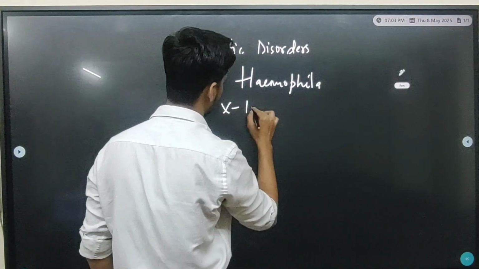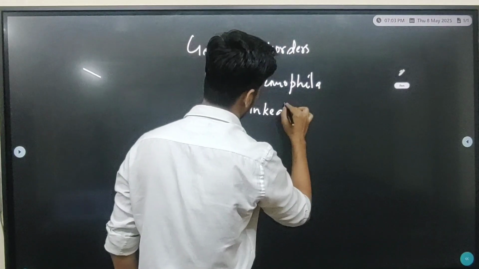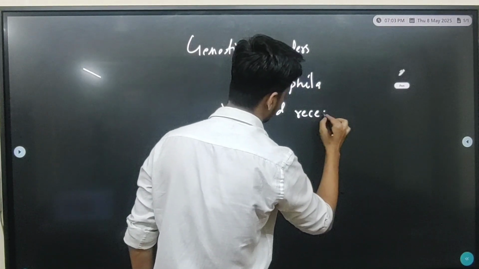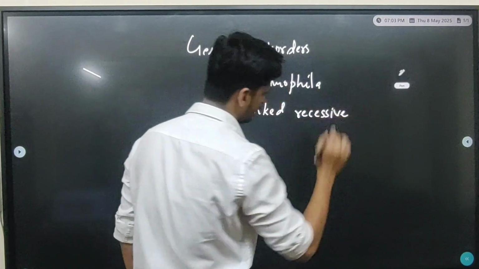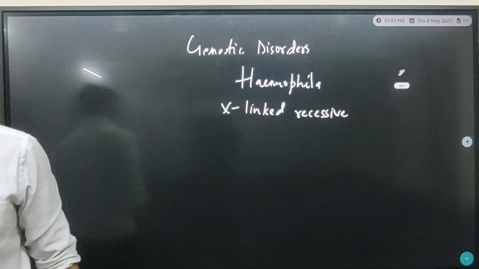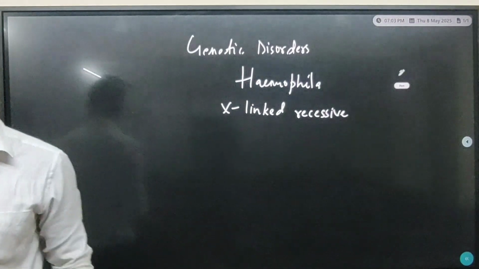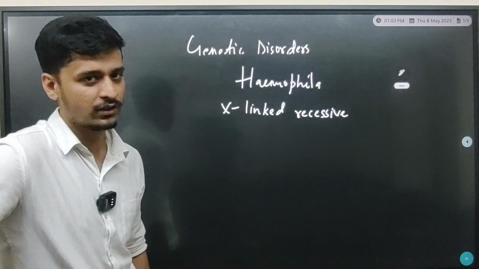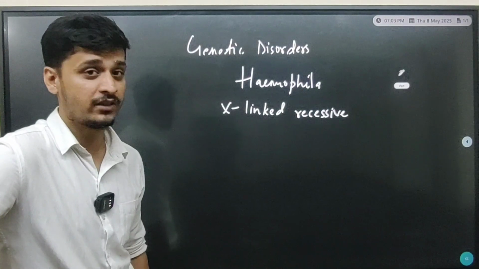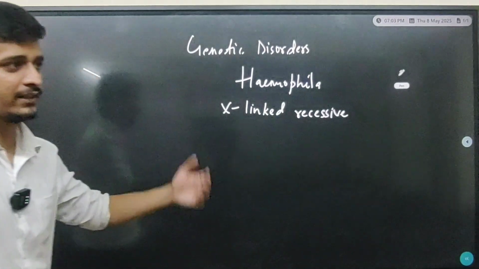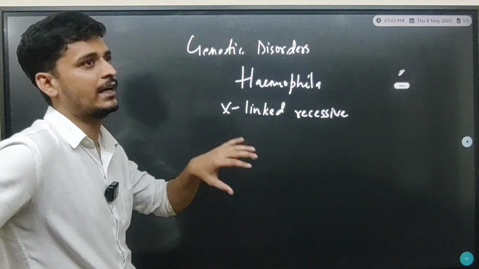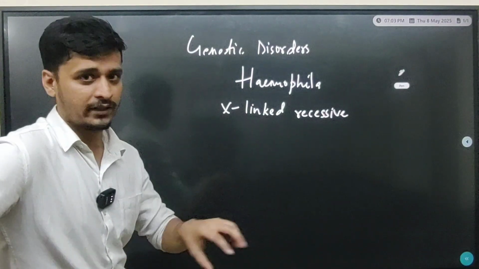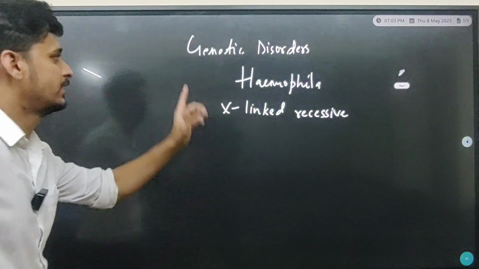Hemophilia is an X-linked or sex-linked recessive disorder. So what happens in hemophilia? There is a protein, we all know, involved in blood clotting, fibrinogen. There will be less production of that protein, which will inhibit clotting. So this condition is hemophilia.